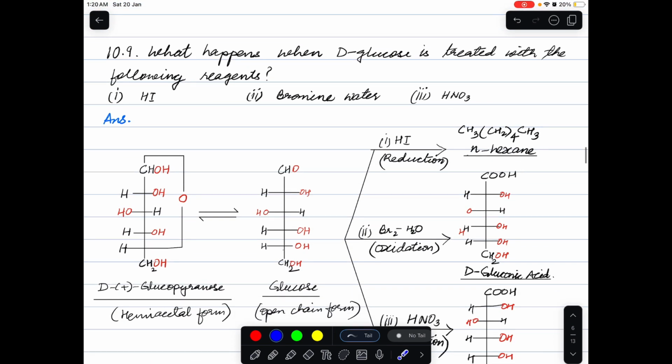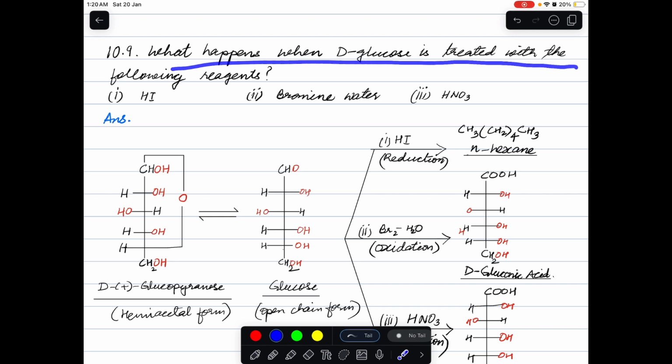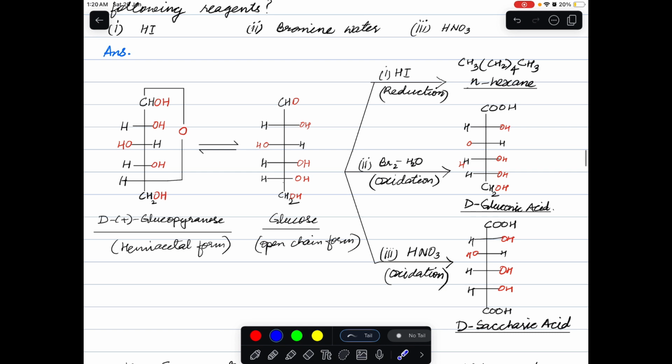Next question is, what happens when D-glucose is treated with the following reagents? First reagent is hydrogen iodide, second one is bromine water, and third one is nitric acid, HNO3. So here we have given the ring structure, that is the hemiacetal form of glucose that we call glucopyranose. This ring structure is always in equilibrium with the open chain form of glucose. So this is the open chain structure of glucose.